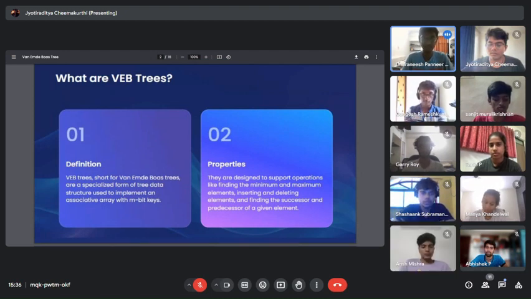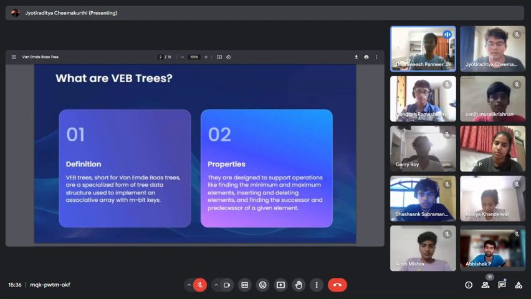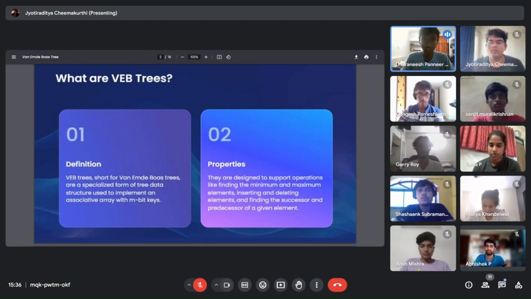By doing this, they divide the entire universe into multiple different sub-universes, where each can be thought of as a cluster which has a minimum value and a maximum value. These minimum and maximum values make it extremely fast and efficient to identify, search, insert or delete any element from a given cluster. So the worst case time complexity in this scenario is O(log log u), where u is the size of the universe. So these are some of the advantages of a VEB tree.